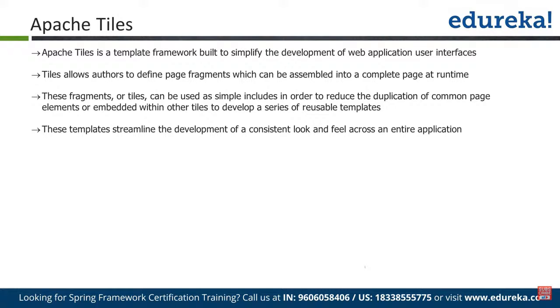It reduces the tight coupling between your code. It becomes loosely coupled. Maintainability becomes easier, as you need not maintain lots of code. Flexibility, agility, and scalability are some points which are very helpful when the Apache Tiles framework is used for designing your user interface. These fragments or tiles can be used as simple includes in order to reduce the duplication of common page elements, or embedded within other tiles to develop a series of reusable templates. These templates streamline the development of a consistent look and feel across an entire application.